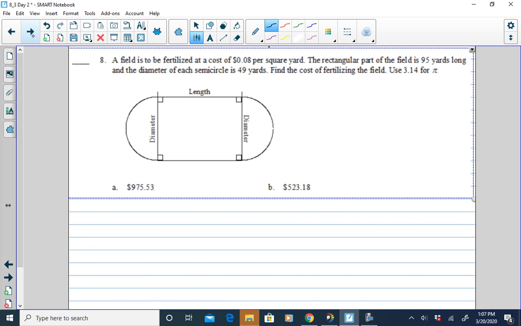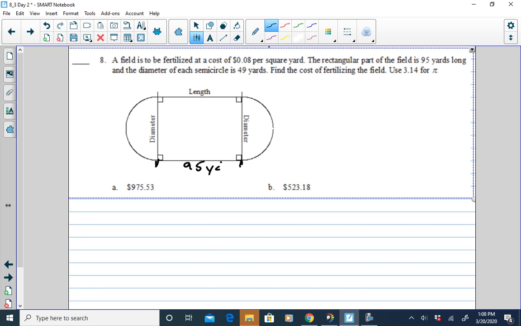All right, let's look at our next example, problem 8. It says a field is to be fertilized at a cost of 8 cents per square yard. The rectangular part of the field is 95 yards long and the diameter of each circle is 49 yards. Find the cost of fertilizing the field. Use 3.14 for pi.